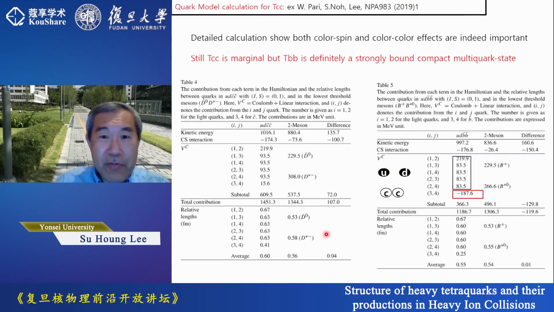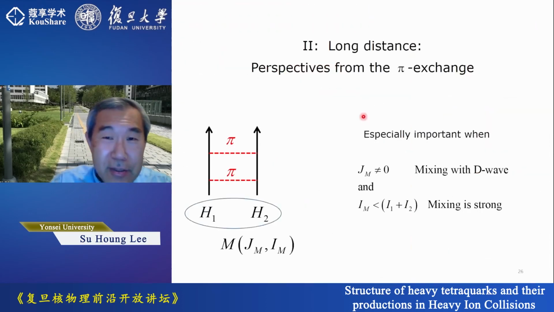That's one point. Another point is when you have this quantum number, with one meson, another meson, and where the total isospin is small, but the total angular momentum is not zero, total spin is not zero, then what you typically have is so-called S-D wave mixing due to pion exchange.